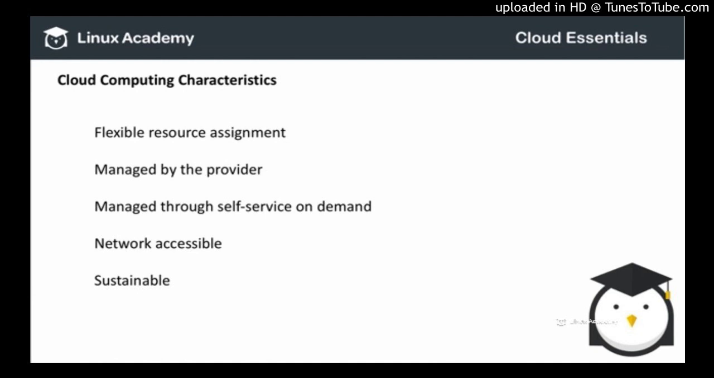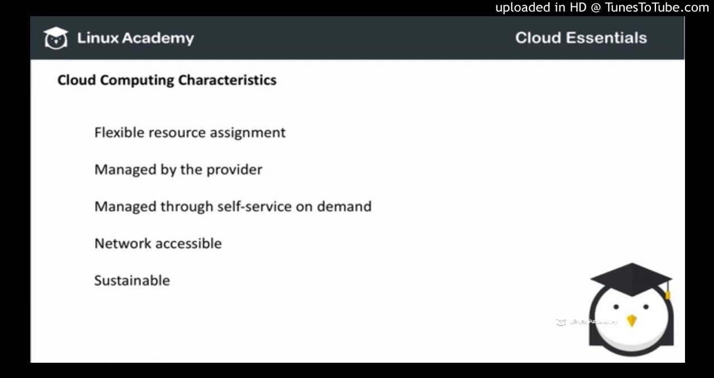Clouds are sustainable. Because cloud providers can provision resources as needed, it's also possible to reduce power and cooling requirements during off-peak times, gaining economies of scale well beyond those available to single-tenant hardware-based data services, which must stay on waiting for later use. In other words, in traditional data centers, our server farms are going to be running 24 hours a day, 7 days a week, and you're going to pay for the electricity and the compute for those services regardless if you have any load on them or not. So within cloud computing, we have flexible resource assignment. They're going to be managed by the provider, managed through a self-service on demand, and it's all network accessible, and the cloud is very sustainable.